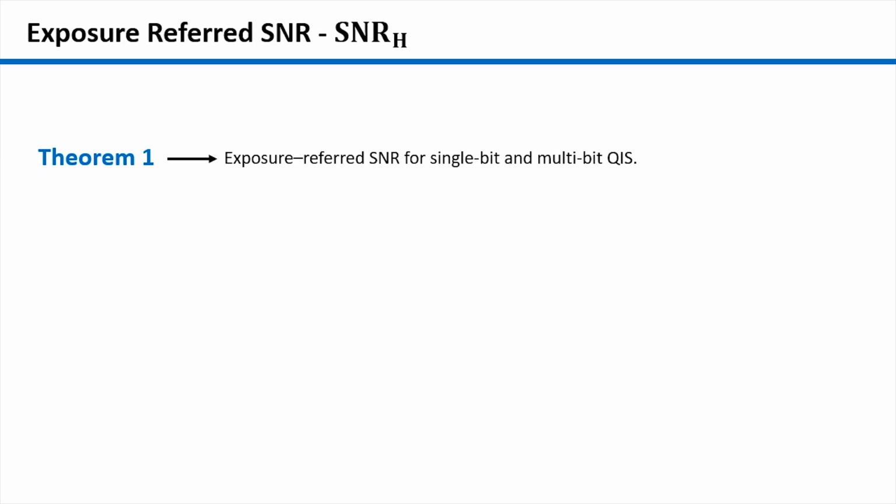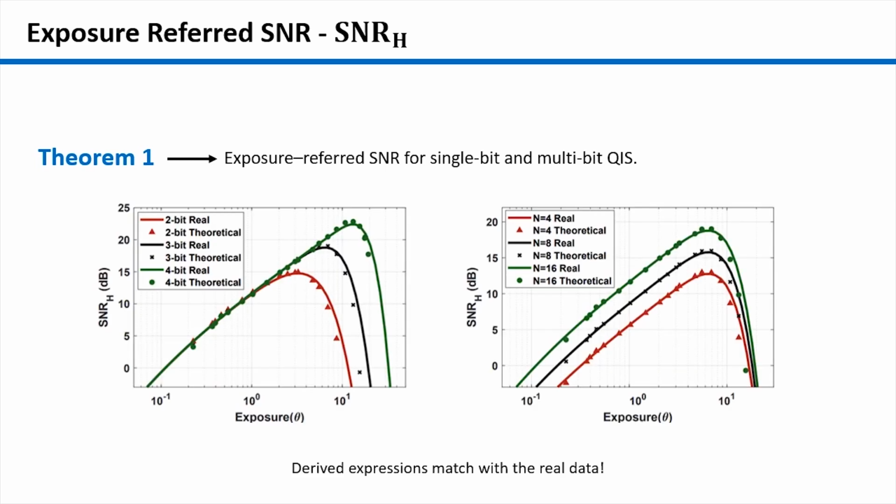We start by first deriving an analytical expression for the exposure referred SNR, SNRH, for both single-bit and multi-bit QIS. This expression takes into consideration sources of noise such as read noise and dark current, which were ignored in the past works. We verify the correctness of the derived expression by testing it out on real data.